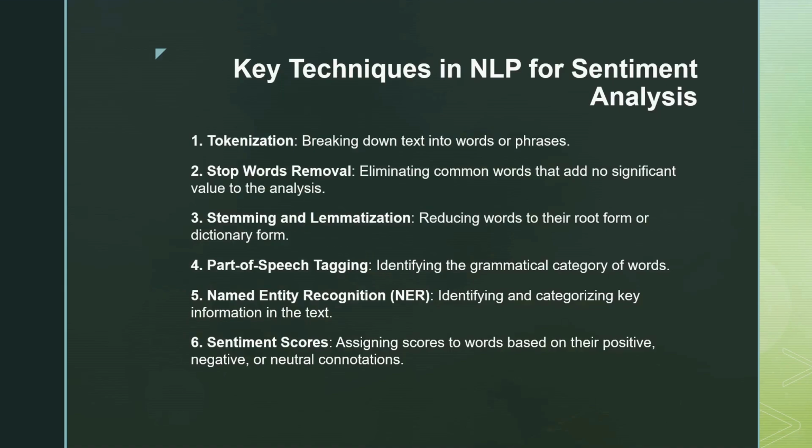Next is named entity recognition, or NER. Think of it as highlighting the VIPs in a text, identifying key pieces of information like names, places, and organizations. Finally, we have sentiment scores. This is where we start assigning values to words based on their positive, negative, and neutral connotations. So let's move on to how we bring all these techniques together in the sentiment analysis process.